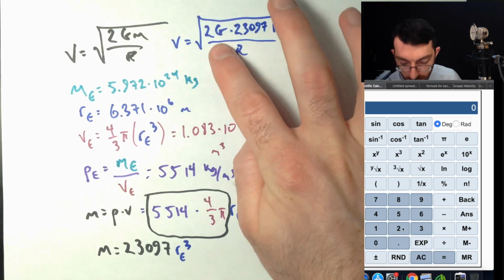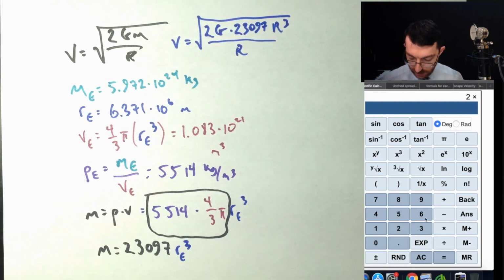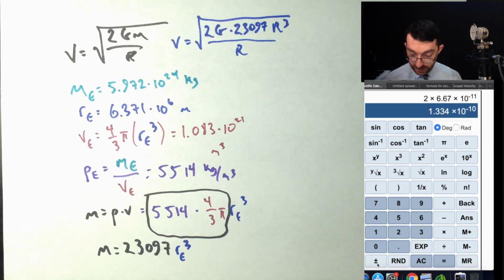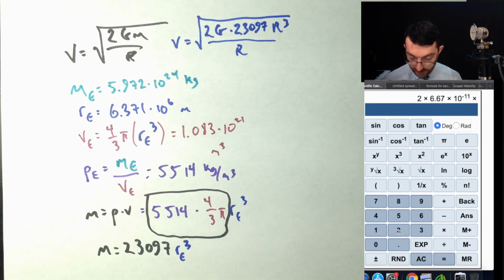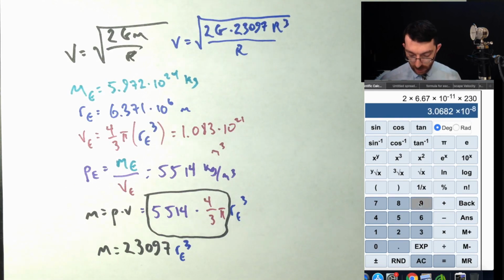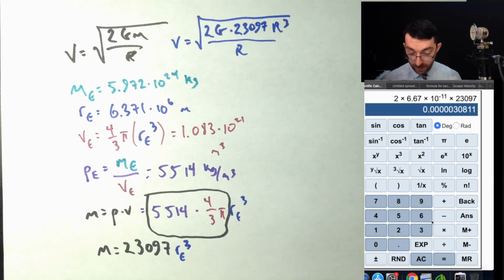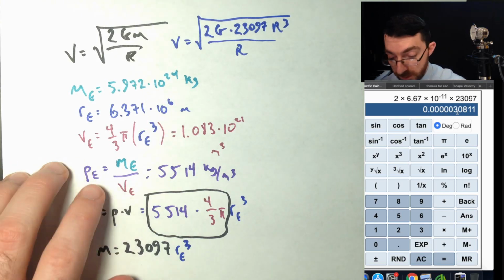This is going to be 2 times, and now big G, 6.67 times 10 to the power negative 11 times, and now this constant, 23,097. Hey, not bad. 0.00000. Well, that's 5 zeros. So 1, 2, 3, 4, 5, 6. That's a really tiny number, but the radius is going to be huge, of course.